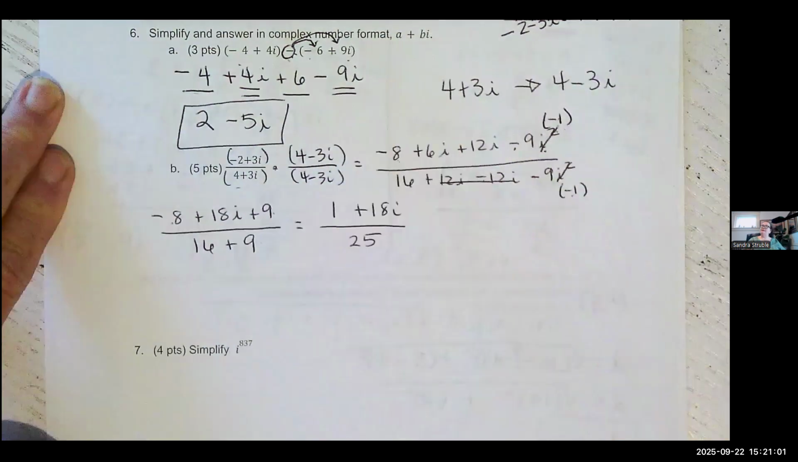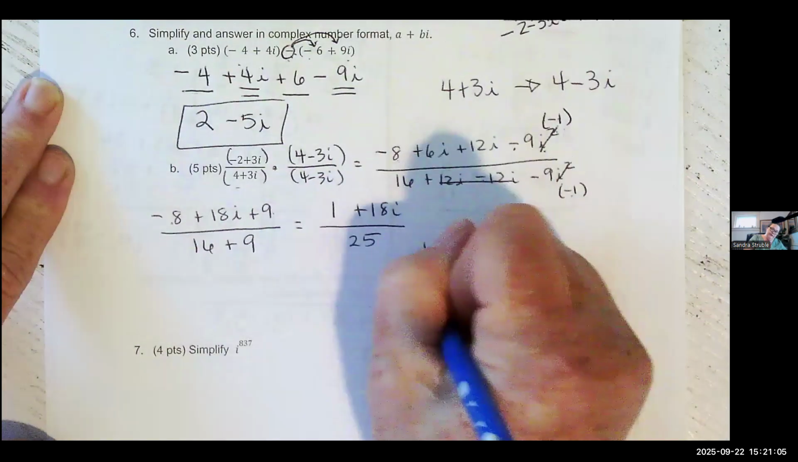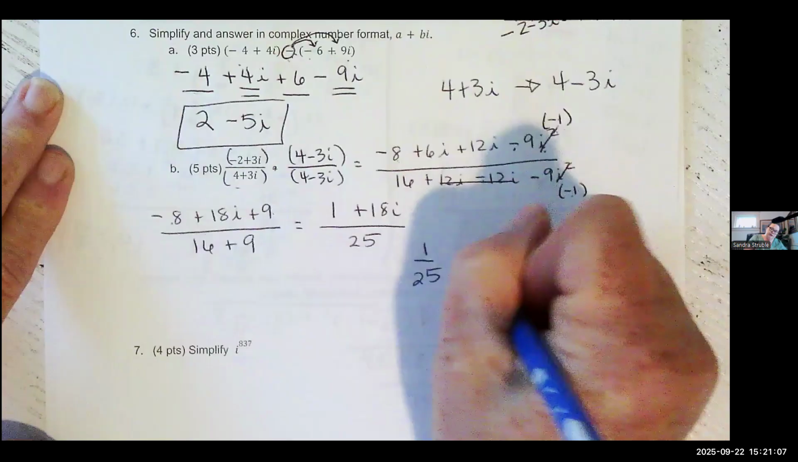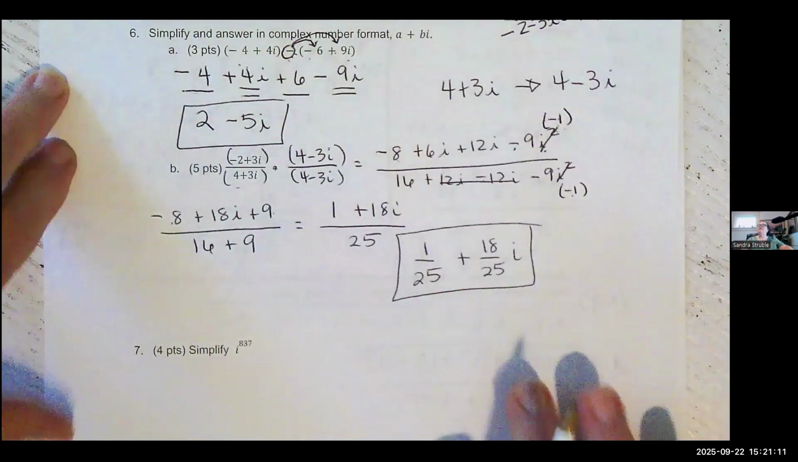This is not a plus bi format, so you do have to separate them into 1 over 25 plus 18 over 25 i, or 18i over 25. It's the same thing.